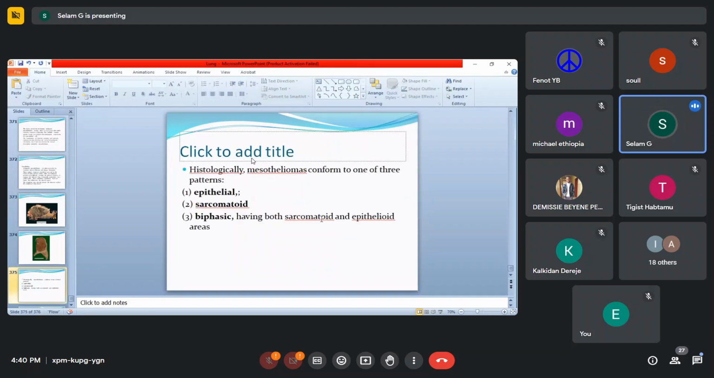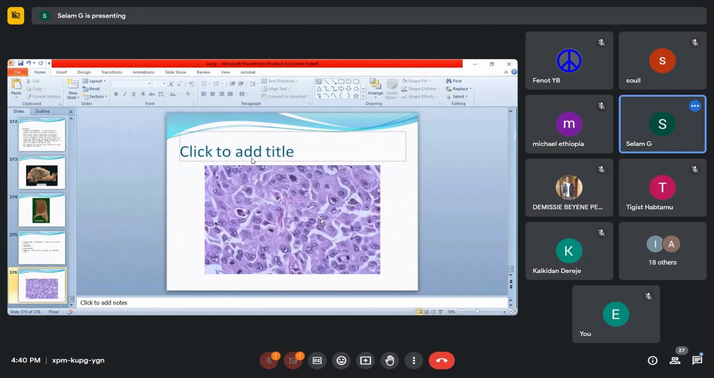Histologically, mesotheliomas show one of these patterns: either they look epithelioid or sarcomatoid, or biphasic, where you can see both features of sarcoma and epithelial components like this. So these are nasty looking epithelioid cells where they resemble epithelial cells.